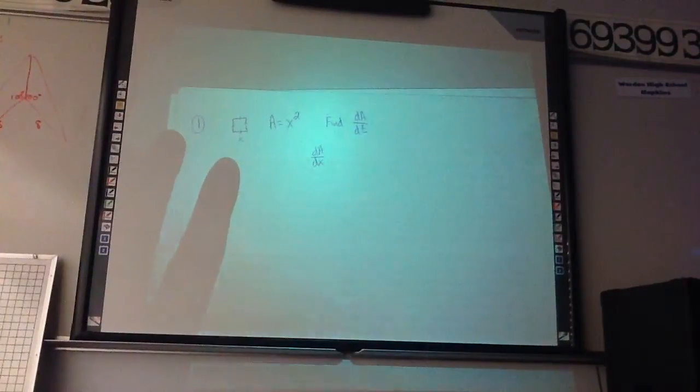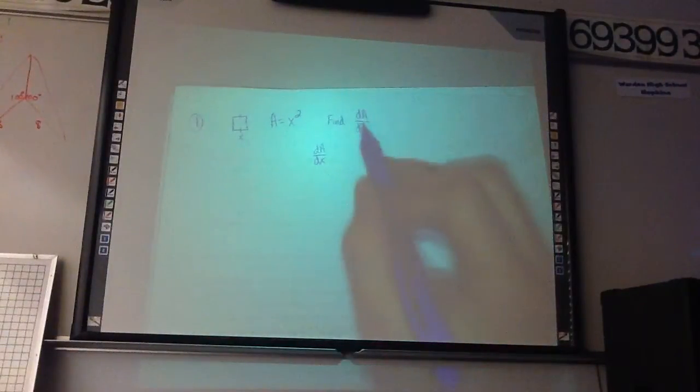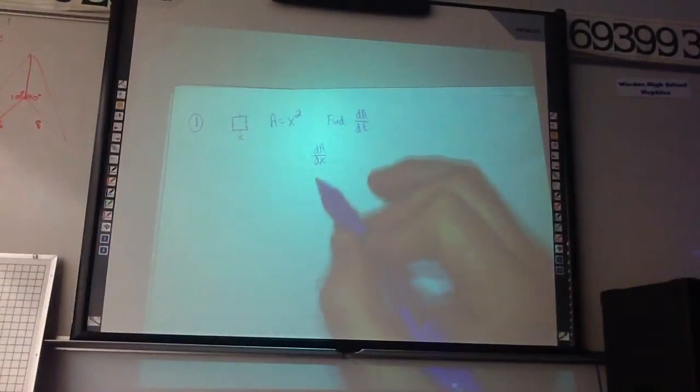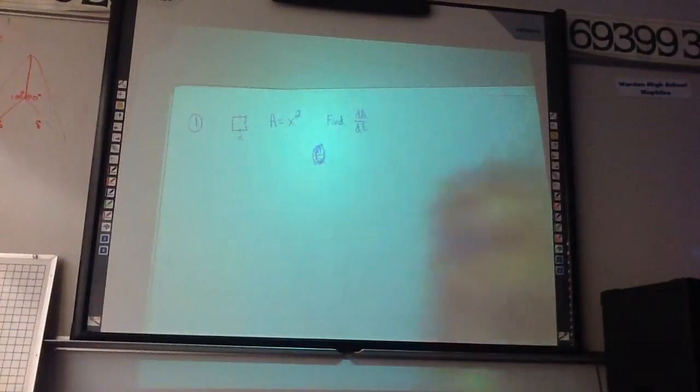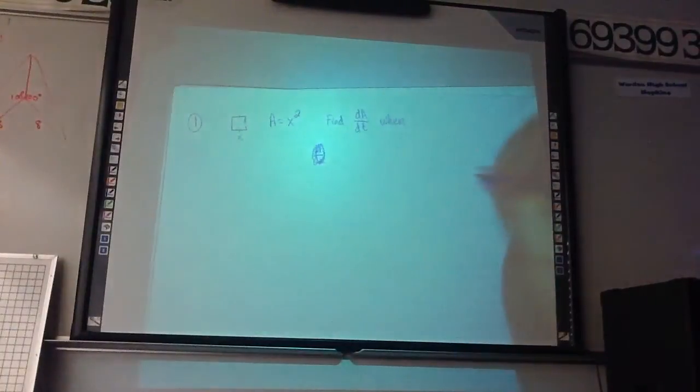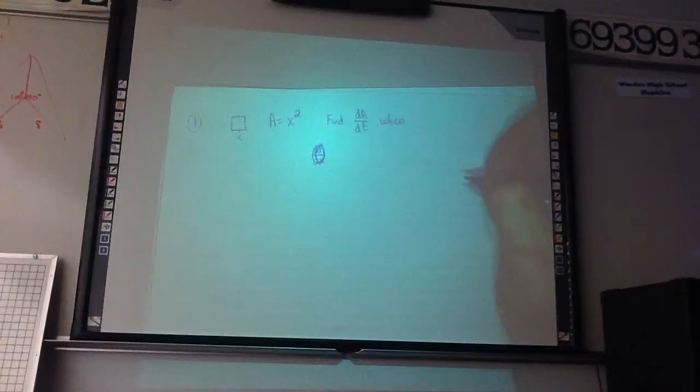Do you understand the difference between that and that? You're finding the change with respect to the side versus finding it with respect to time. This would be how the area changes over time. This is how the area changes as the sides change. We don't want this one. We want the area changing over time. So we're going to find that when it says at the instant when the sides are 4 feet long.